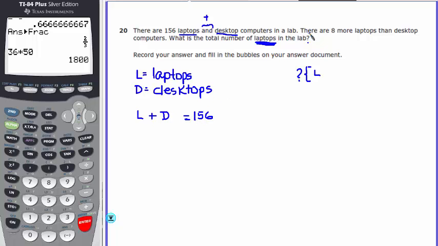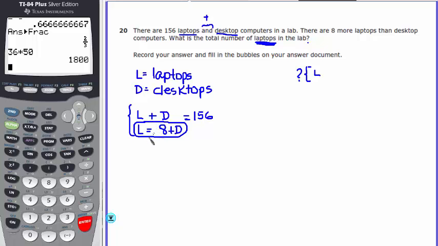The second phrase, there are 8 more laptops than desktops. On a situation like this, I would ask myself, which one is bigger, laptops or desktops? In this case, laptops is bigger. The problem is saying there are 8 more laptops than desktops. So that means to find the number of laptops, you would add 8 to the number of desktops. So right there, we have two equations. This is what's called a system of equations. Because the letter L is alone right here, I'm just going to put a circle around it.